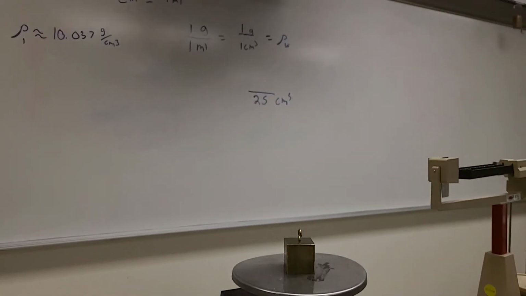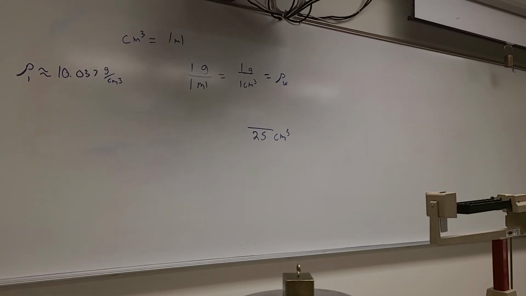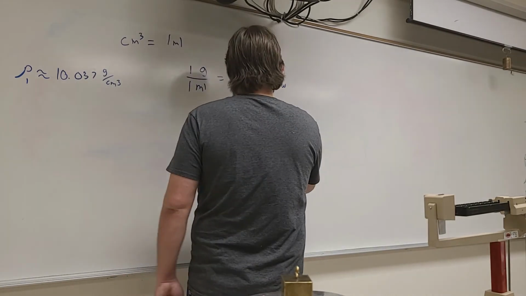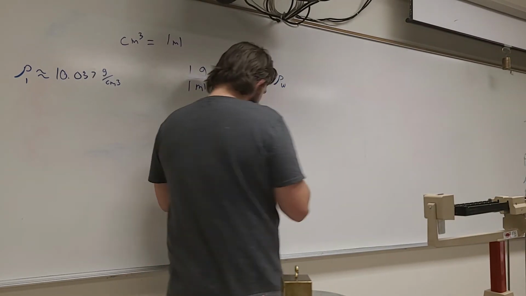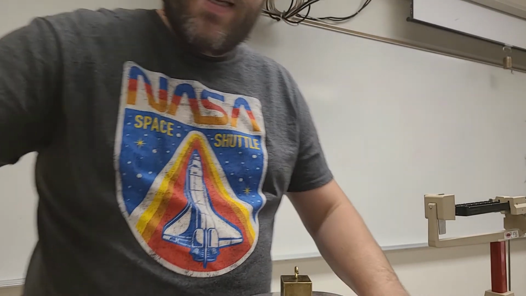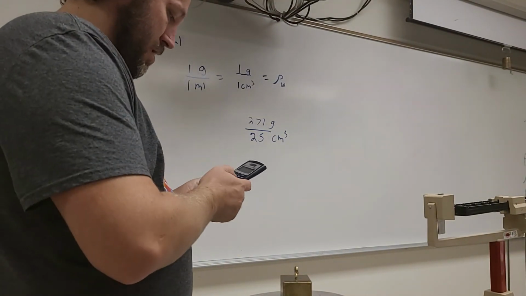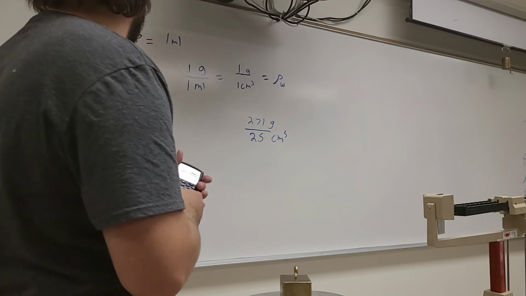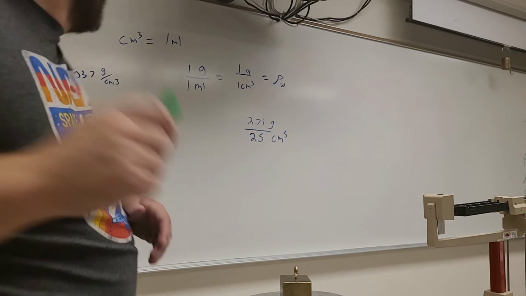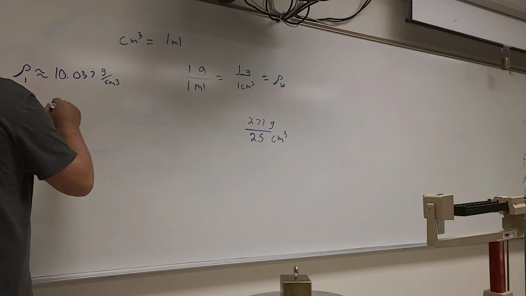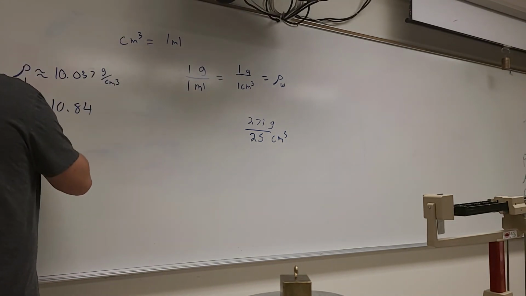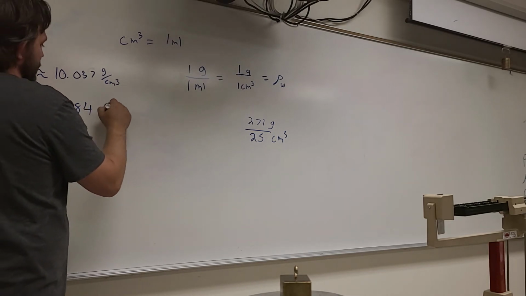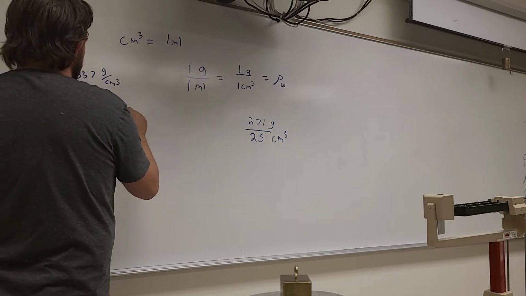I'm going to look back up here so you can see what I'm doing. So 25 cubic centimeters. The weight, once again, is 271 grams. And that gives us 271 divided by 25 gives us 10.84. So we're a little closer to 11 now, so 10.84. So row 2. And so that is another method that we can use to find the density of an object.